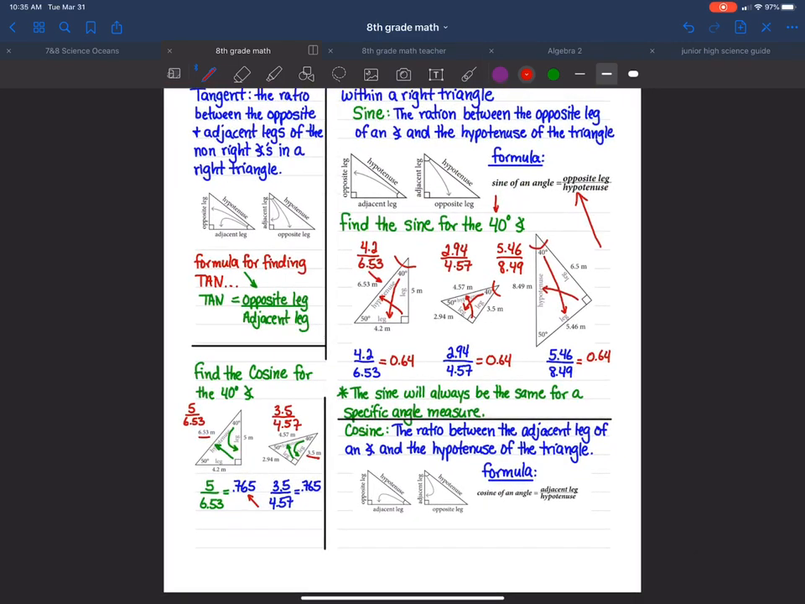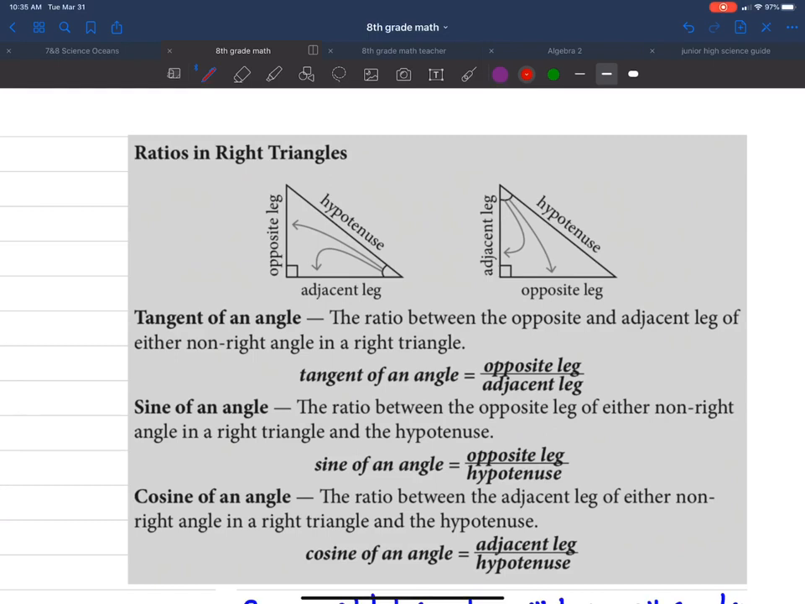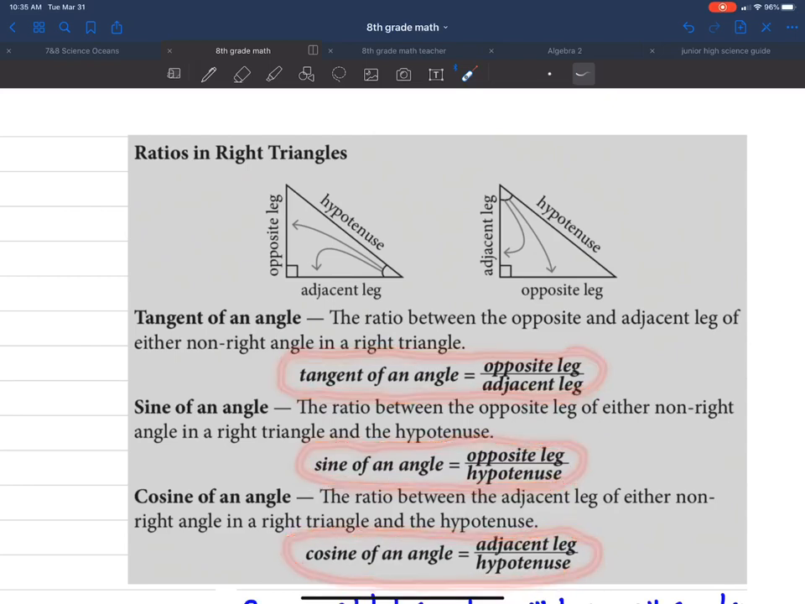You don't have to copy all of this down right here. Just copy this part right here so that you have it all in one sheet of paper. Those are the formulas that you need. So, once again, the tangent of an angle is the ratio between the opposite and adjacent leg of either non-right angle in a right triangle.